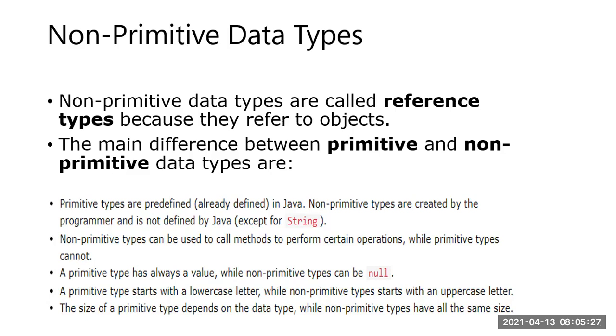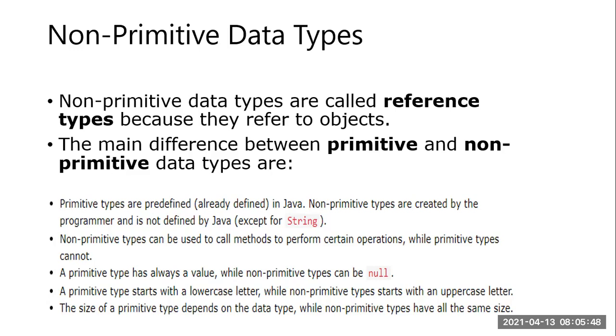In non-primitive types, all are of the same size. We are going to create an object and refer to the object for the creation of other tasks. Okay, this is about primitive and non-primitive data types.